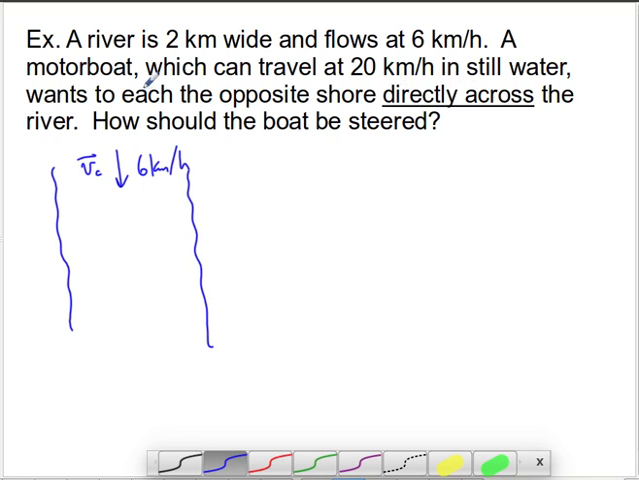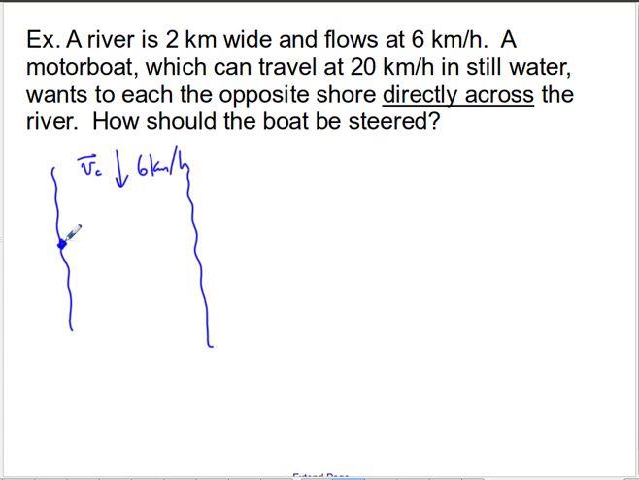We have a motorboat which can travel 20 kilometers per hour in still water. So that would be if it was in a swimming pool. That's what the motor is capable of generating, 20 kilometers per hour. And that person in the boat wants to reach the opposite shore directly across the river. So they want to start here and travel essentially at a right angle and arrive at a right angle. So how should they steer the boat in order to accomplish this?